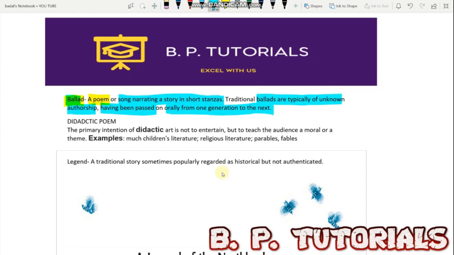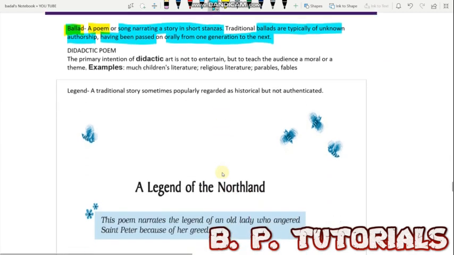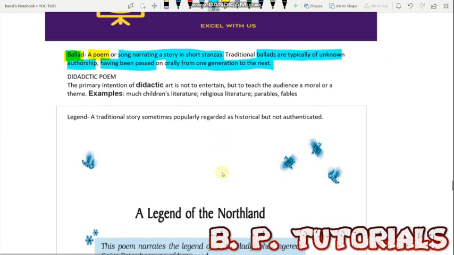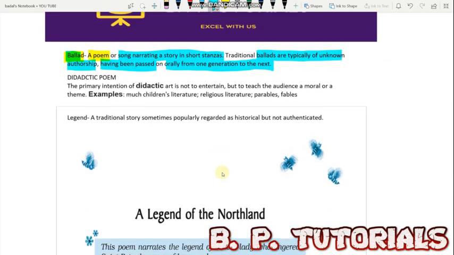And when we read this particular poem and understand the meaning put in there, we get to know that A Legend of Northland actually qualifies as a ballad. It tells us a short story in short stanzas, and this is not a story which is authenticated. It had been in the oral folklores, and it came into existence in this way.